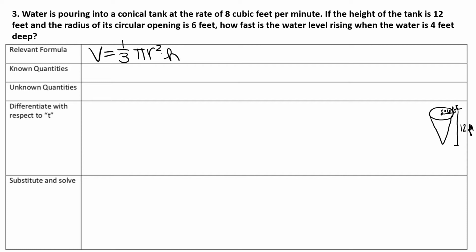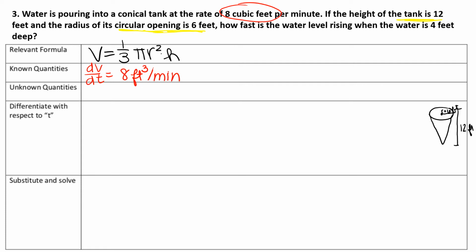So let's start, as always, by listing what we do know about this problem. It says water is pouring into a conical tank at a rate of 8 cubic feet per minute. So that is the rate of change of volume, dV/dt, is 8 feet cubed per minute. Then it tells us that the height of the tank is 12 feet and the radius of the circular opening is 6 feet, but that's all about the tank. And that's not really about the water that's being poured in.